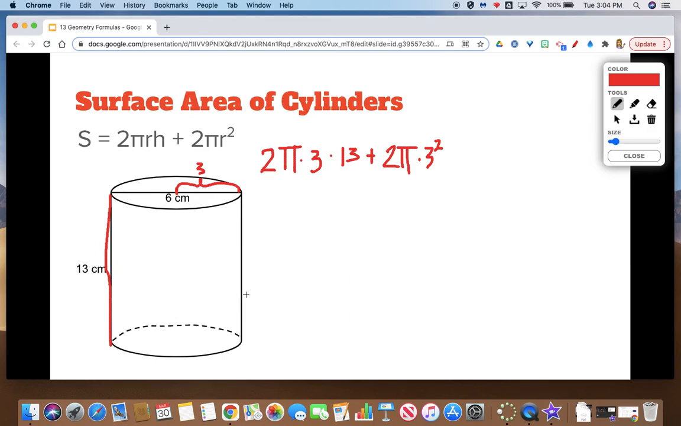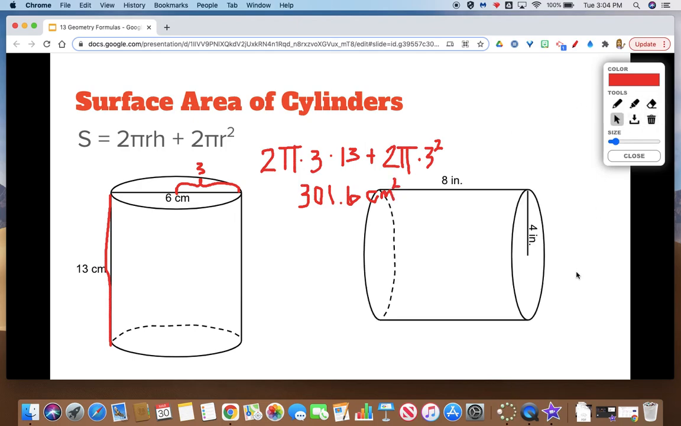2 times pi times 3 times 13 plus 2 times pi times 3 squared. I'm getting a long decimal, which is very common when you're working with pi, so we're just going to round to the nearest tenth, 301.6 centimeters squared, since this is surface area.